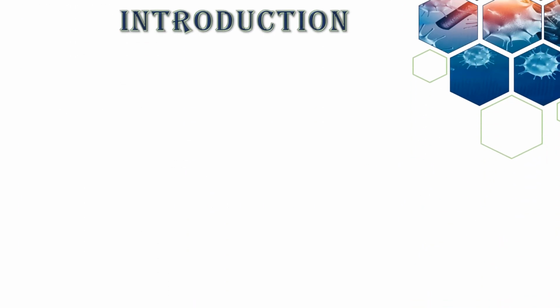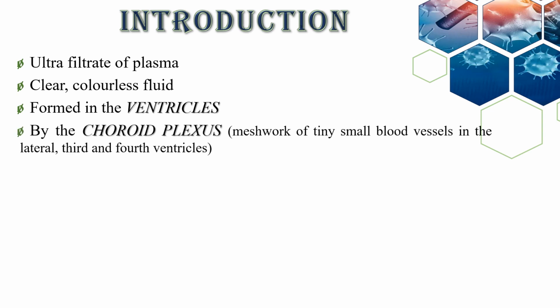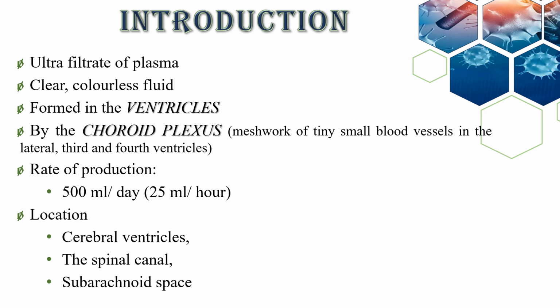So, what is CSF? CSF is basically an ultrafiltrate of plasma. It is a colorless and clear fluid which is formed by the ventricles of your brain in the choroid plexus. Now, what is choroid plexus? Choroid plexus is a meshwork of tiny blood vessels in the lateral, third, and the fourth ventricle which forms the CSF. It is produced at a rate of 500 ml per day and it is located in the cerebral ventricles, your spinal canal, and the subarachnoid space.